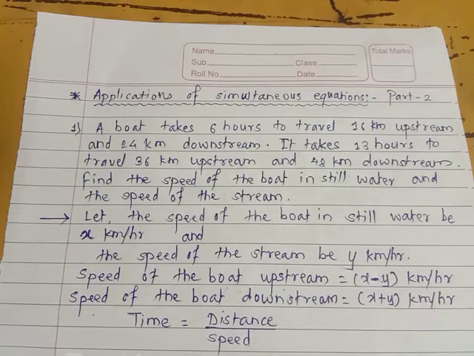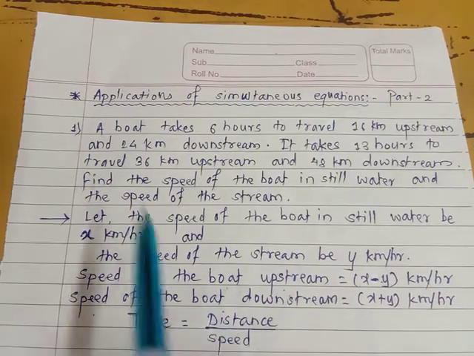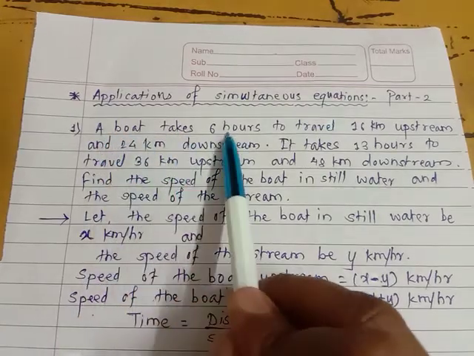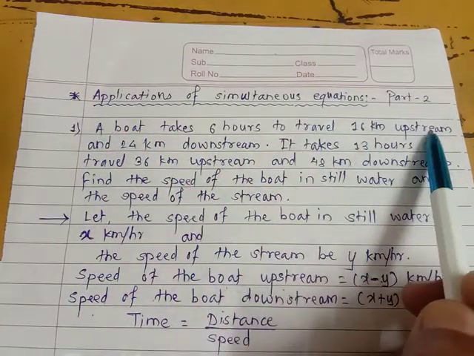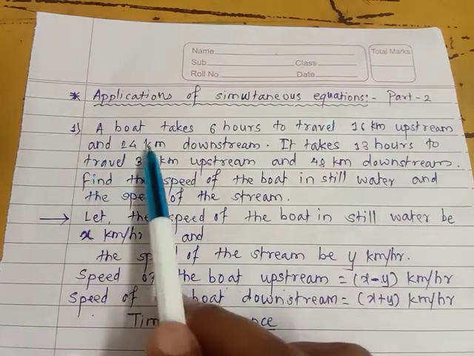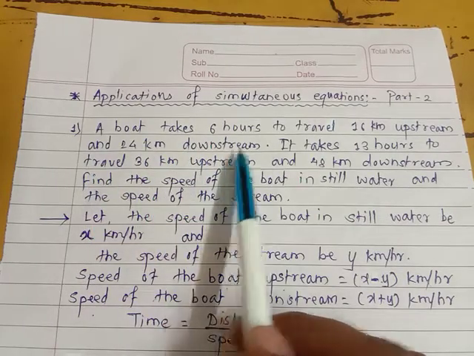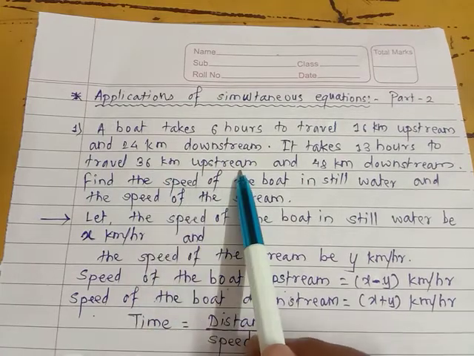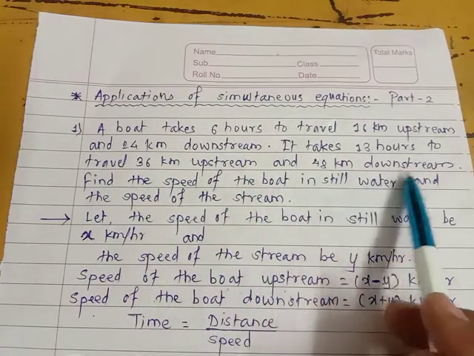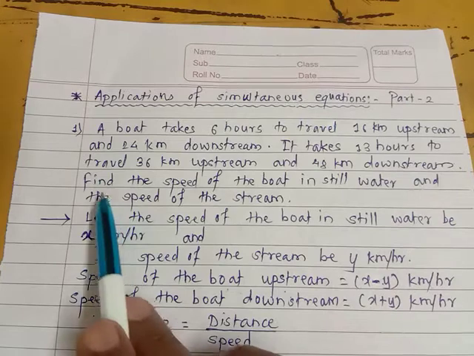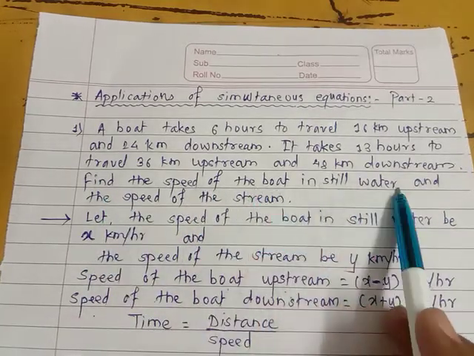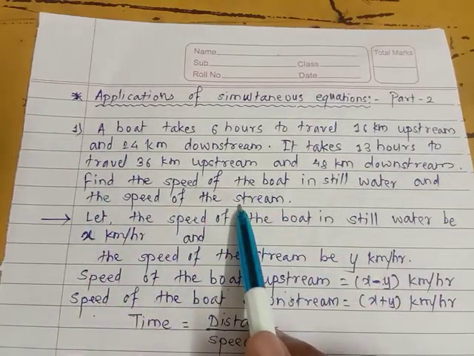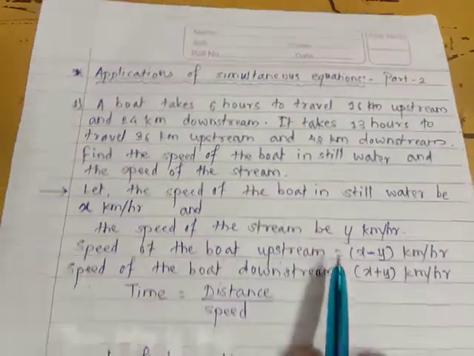Hello students, here are some more problems on the applications of simultaneous equations. A boat takes 6 hours to travel 16 km upstream and 24 km downstream. It takes 13 hours to travel 36 km upstream and 48 km downstream. Find the speed of the boat in still water and the speed of the stream.